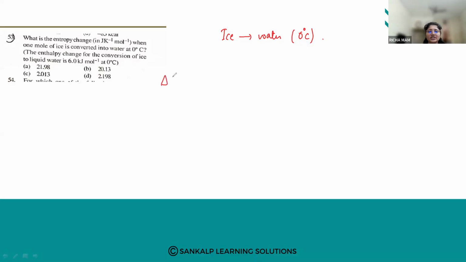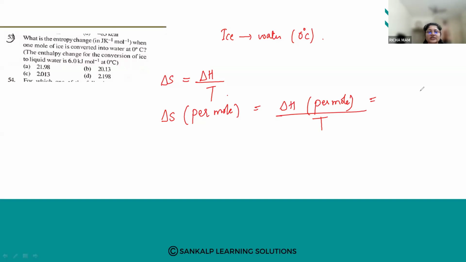So how are we going to find the entropy change when 1 mole of ice is converted into water? We know that entropy change is equal to change in enthalpy upon temperature. They have asked per mole, so entropy change per mole is equal to enthalpy change per mole upon the temperature. The enthalpy change is given as 6 kilojoules per mole, so it is 6,000 joules. We have converted kilojoules to joules. So it is 6,000 divided by the temperature. 0 degrees Celsius, when you convert into Kelvin, is 273 Kelvin. So find the answer. This is the entropy change.